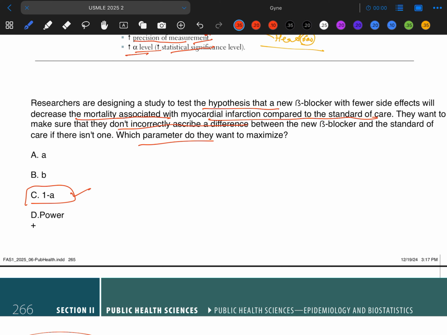They want to minimize alpha, the probability of a type 1 error, or false positive. So if you minimize alpha, you maximize 1 minus alpha. Now, beta refers to type 2 error, missing a real difference. That's not what they're worried about here. They want to avoid falsely claiming a difference. So they're focused on alpha, not beta. Maximizing power is great, but that's about catching real differences. This question is about avoiding false ones. So the correct answer is again C, 1 minus alpha.